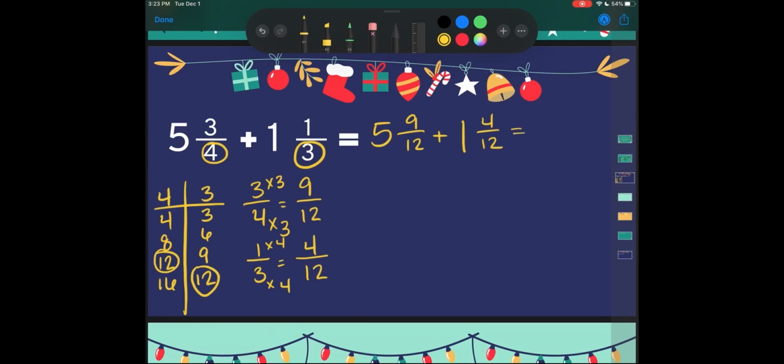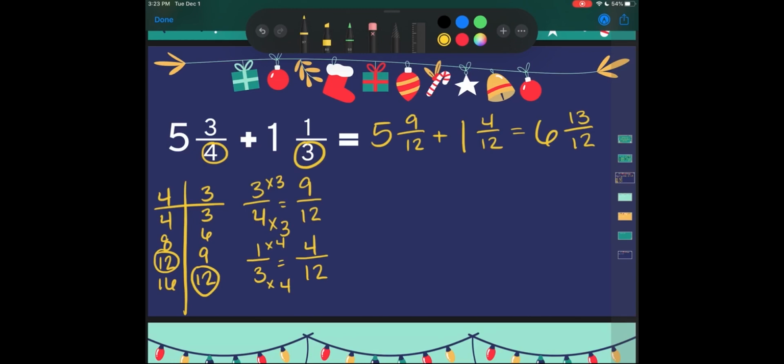Well, I'm going to add my whole numbers, 5 plus 1, which is 6, and then add my fractions. 9/12 plus 4/12 is 13/12. So now, just like before, I've now got a mixed number, and my leftover fraction is an improper fraction. You cannot have a mixed number and have that fraction be improper, right? So I need to pull the whole number out.